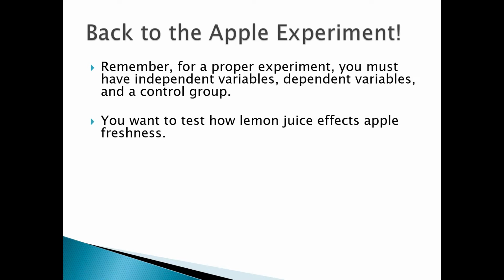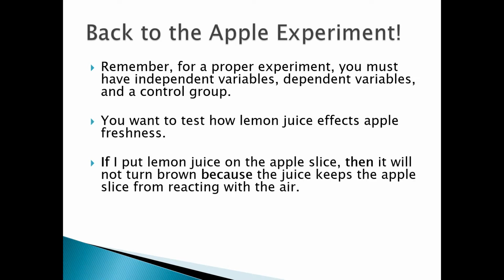So let's just say you take that experiment again. You want to test how lemon juice affects apple freshness. If I put lemon juice on the apple slice, then it will not turn brown because the juice keeps the apple slice from reacting with the air. That's our simple hypothesis that we've already worked on before, that if-then-because statement.